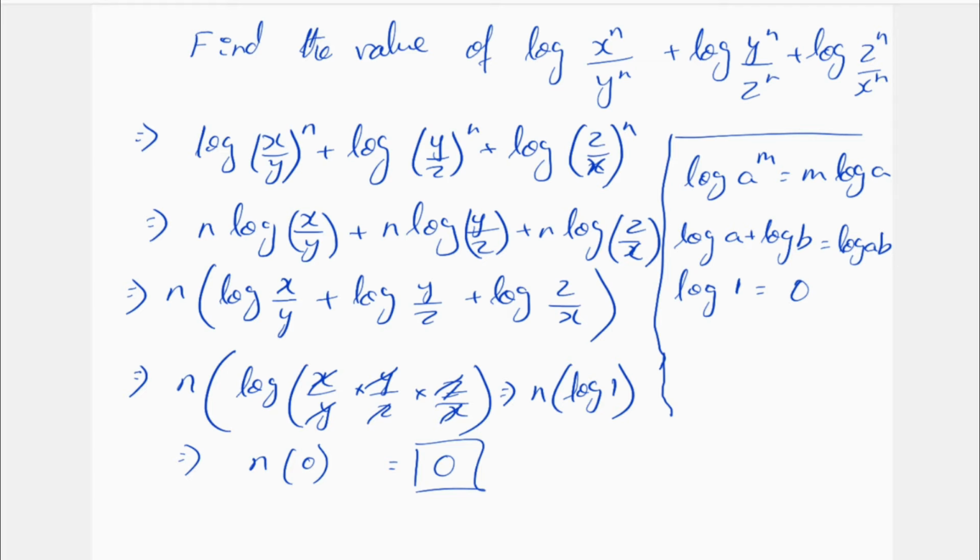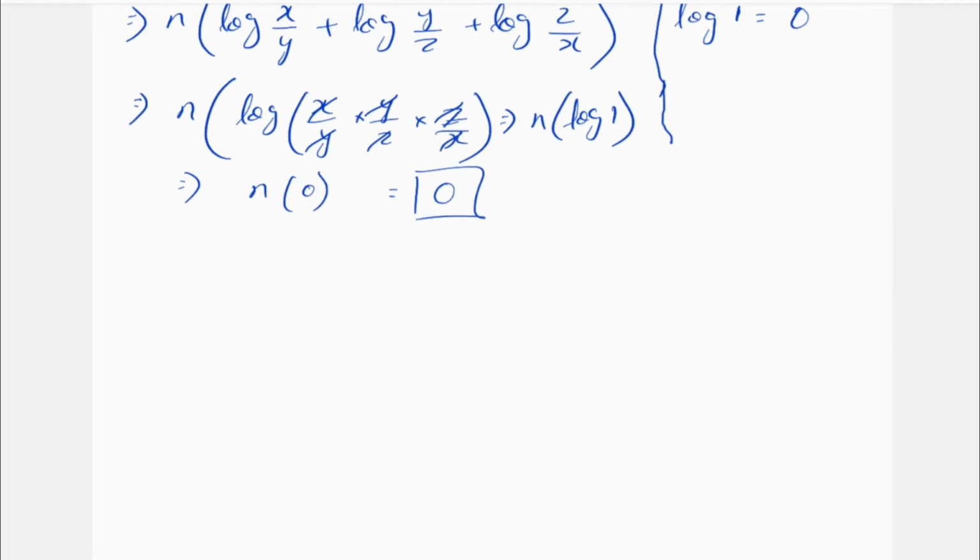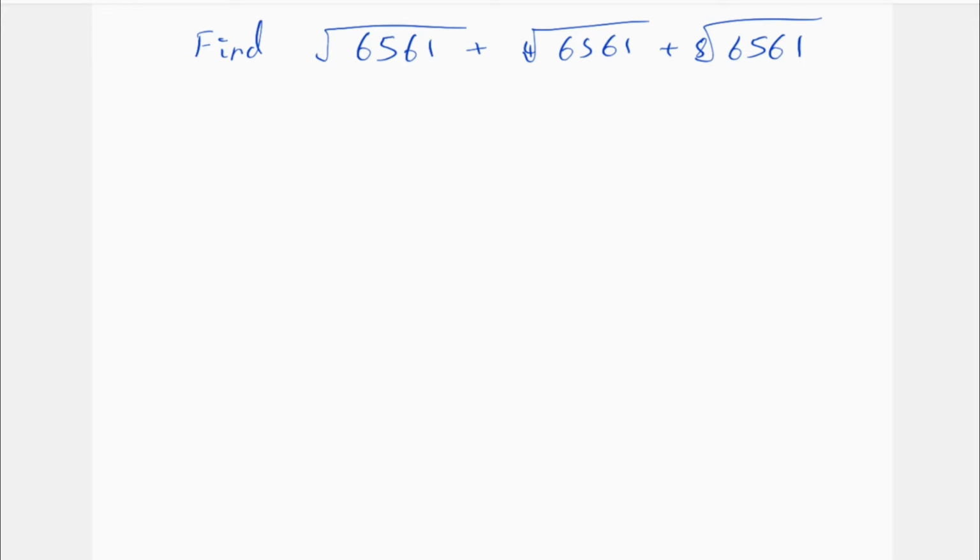Okay. Now let us go to the next question. Let me scroll down a bit. Okay. The next question that we have is, find square root of 6561 plus 4th root of 6561 plus 8th root of 6561. Okay, 6561, they want you to find the square root, 4th root and 8th root. Okay, this is the question. Seems like a difficult question, but it's actually very easy.